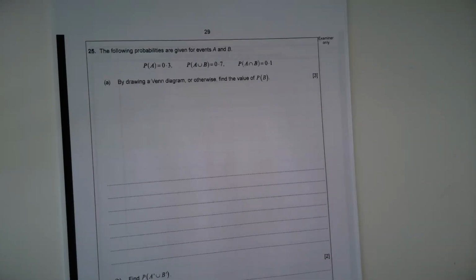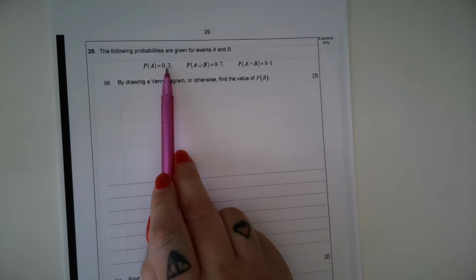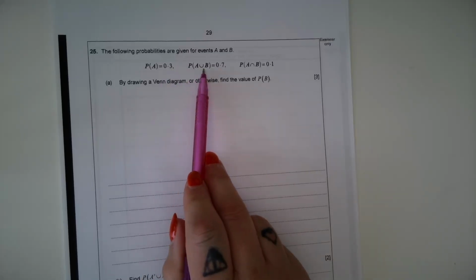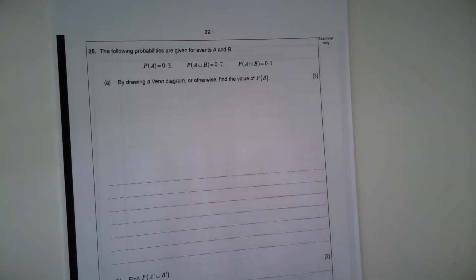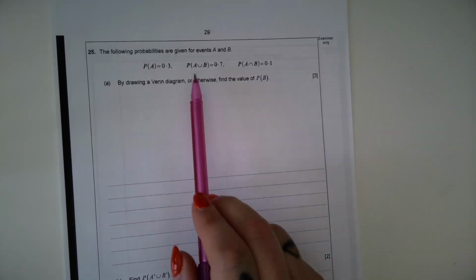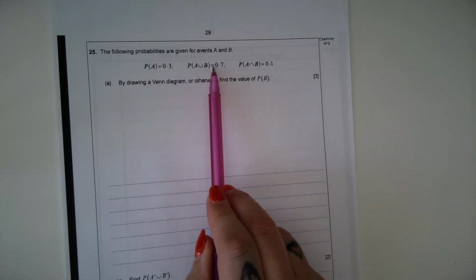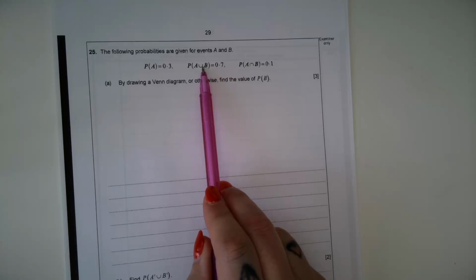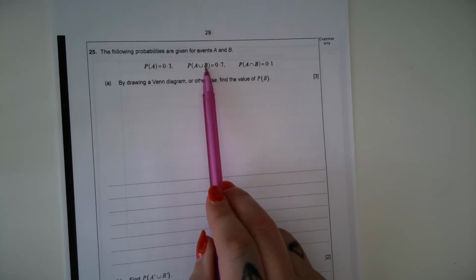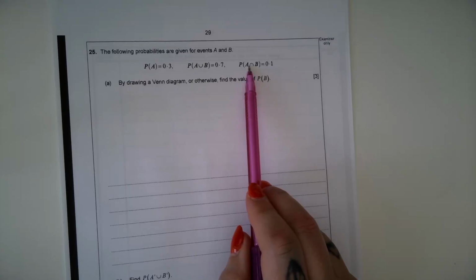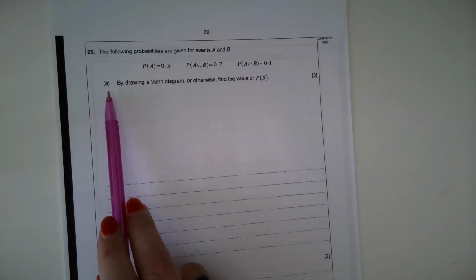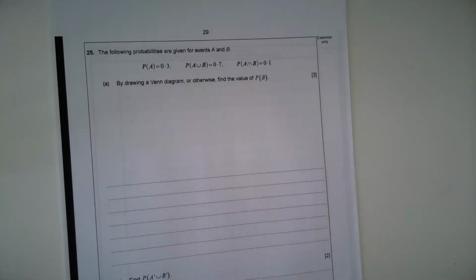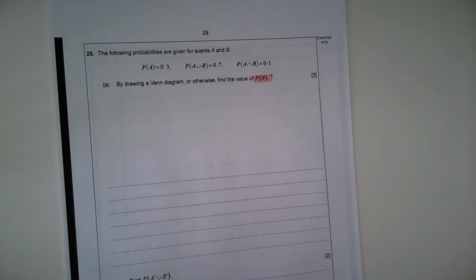Question 25. The following probabilities are given for events A and B. So the probability of A is 0.3. The probability of A union B is 0.7. And the probability of A intersection B is 0.1. So in terms of set notation, A union B means it's anything that's in A or it's also in set B, okay? A intersection B is anything that's in A and in B, so anything that they've got in common. And part A says, by drawing a Venn diagram or otherwise, find the value of probability of B.